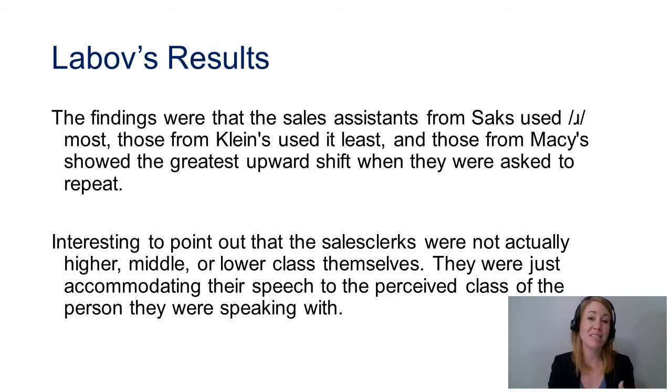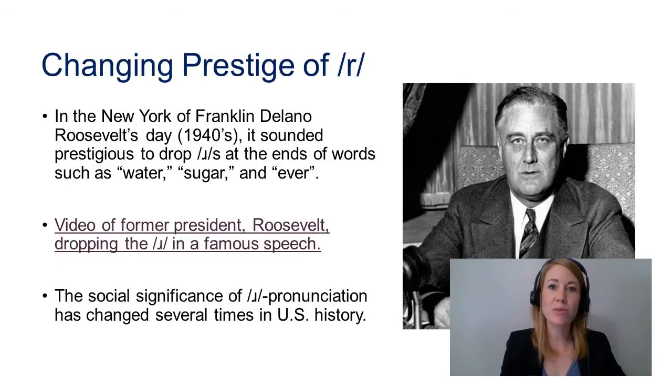So the people working at Saks use the R in order to be perceived as being part of the upper class community, when in reality they may not have used the R at all in their home environment or outside of work. Whereas in the lower class stores, Klein's, the clerks didn't feel the need to accommodate by including the R, even after correcting themselves, because there was no need to be perceived as belonging to upper or middle class in that environment. So again, the main message here is that people accommodate their speech to give a perception that they belong to a certain social class. So this is where it gets tricky.